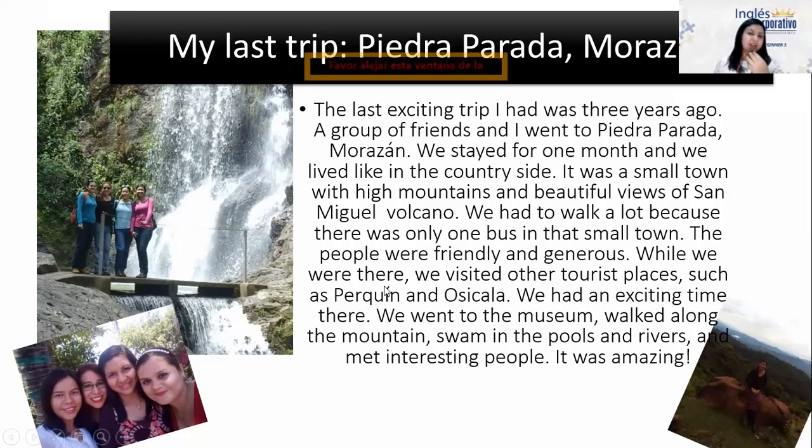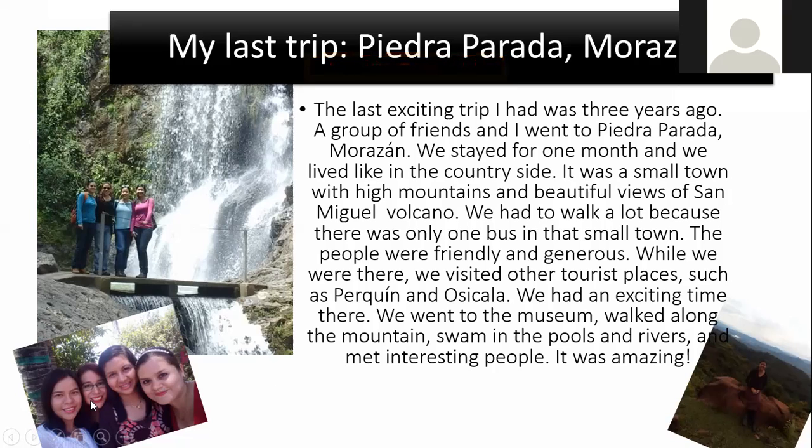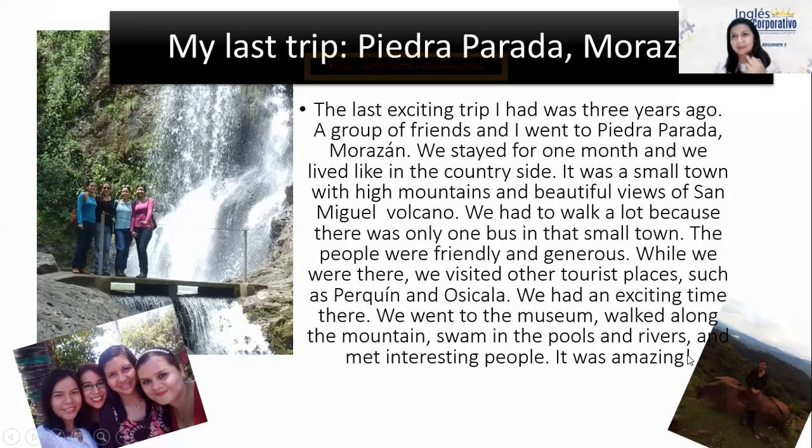While we were there, we visited other tourist places, such as Perkin and Ocitala. We had an exciting time there. We went to the museum, walked along the mountain, swam in the pools and rivers, and met interesting people. It was amazing. And you can see my pictures. I went there with my friends, and you can see that beautiful landscape.